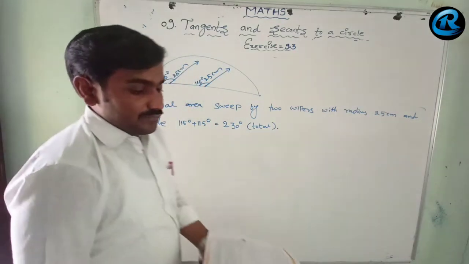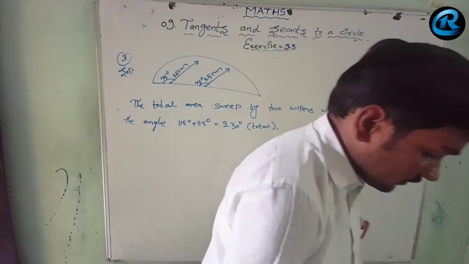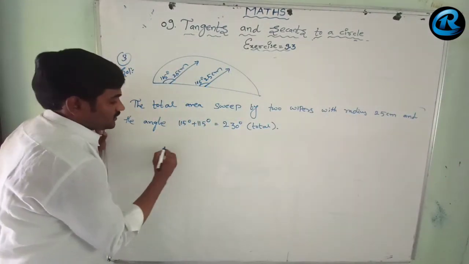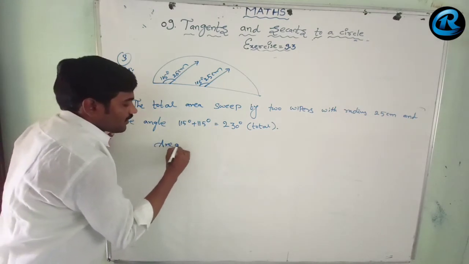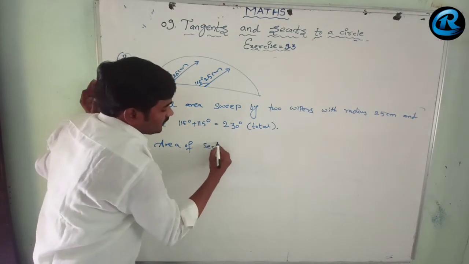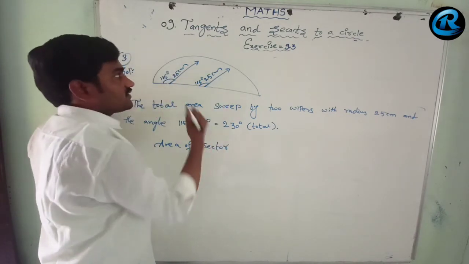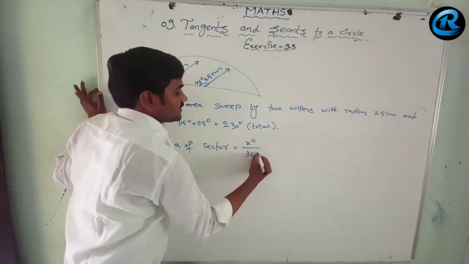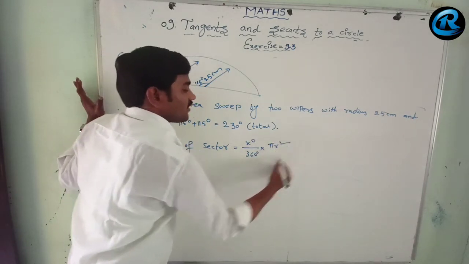Then here we will find out the area swept by two wipers, which is nothing but the area of a sector. So the area of sector is equal to x degrees by 360 degrees into pi r square, the formula.